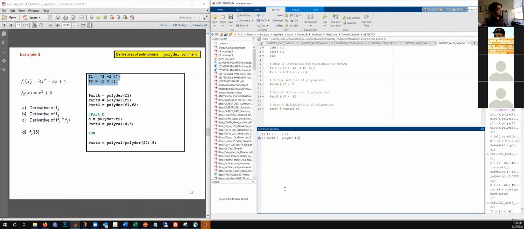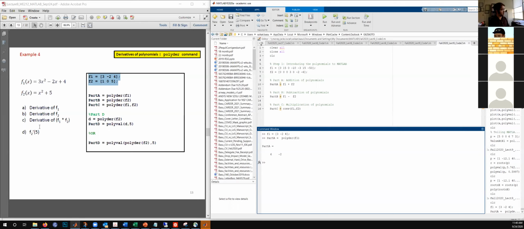6x minus 2. But it would show the output in the form of the polynomial. So what should be that output? 6, negative 2. So make sure that whatever you get out of your code makes sense, because you already know the mathematics. And MATLAB is nothing but a tool at the end of the day to solve your mathematics. Okay, so that's these first three parts.